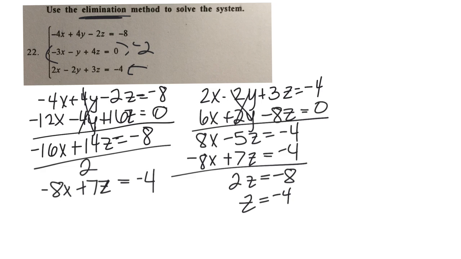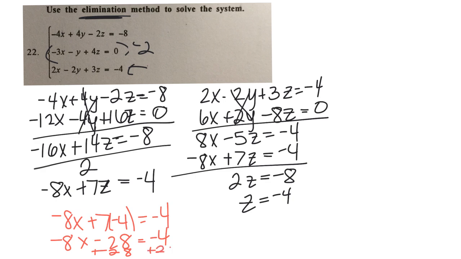Then I can plug that back into either one of these equations, this one, or even this one if I wanted. I'm going to just choose to plug it in right here, negative 8x plus 7 times negative 4 equals negative 4. That's negative 8x minus 28 equals negative 4. Add 28, and we get negative 8x equals 24, divided by negative 8, and x equals negative 3.